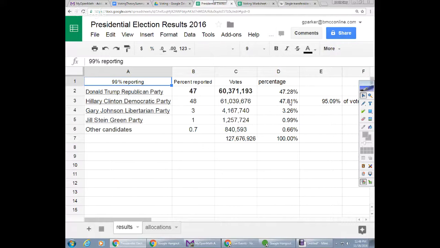However, Clinton got the popular vote by a narrow margin, but still enough of a margin that, if we just went on popular vote, it would be hard to contest, although it is contestable. She did win the popular vote, but Trump won the election because of the way our electoral college works. We're going to take a look at what the electoral college does in just a moment.